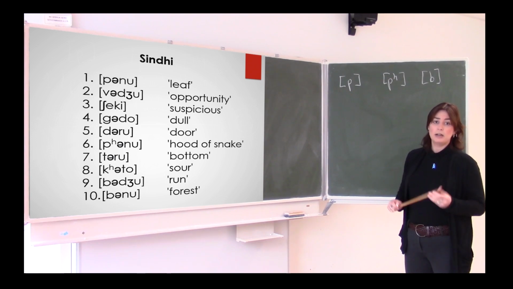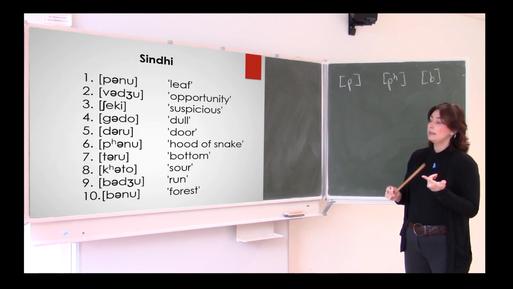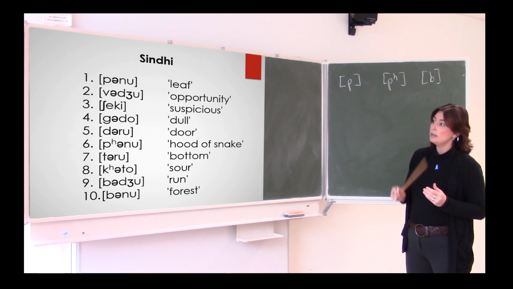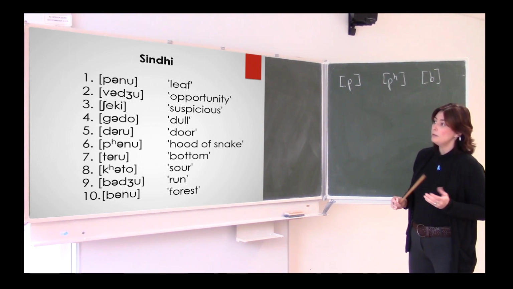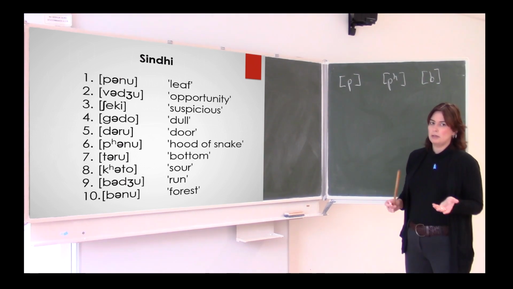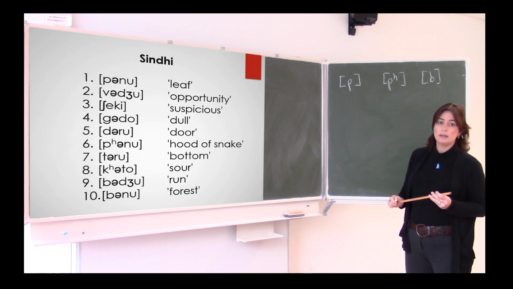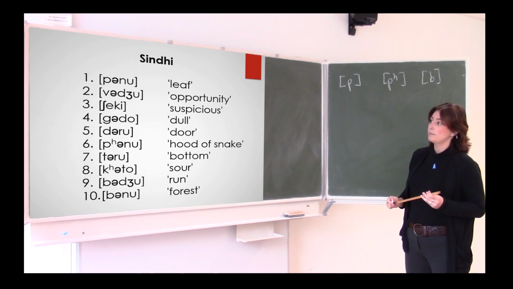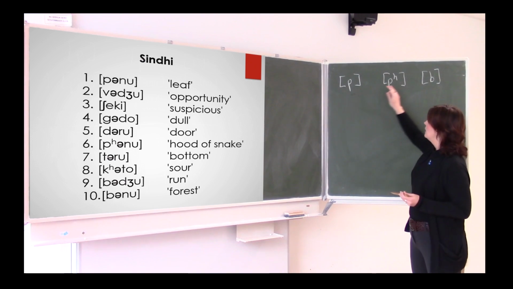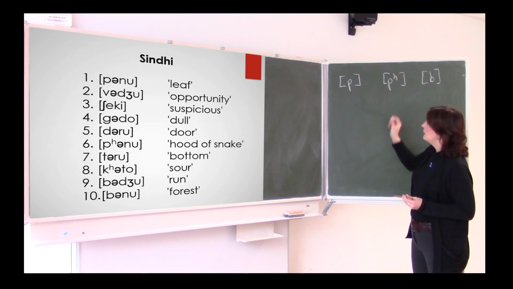Remember, minimal pairs are pairs of words that have the same sounds except for one, and they have a difference in meaning. So here, if you look, for example, at number 1 and number 6, pano, which means leaf, and pano, which means hood of snake, whatever that is, that's a minimal pair because everything is the same except for one phone, and the meaning is different. So at least we know that the non-aspirated voiceless bilabial and the aspirated voiceless bilabial are in contrast.